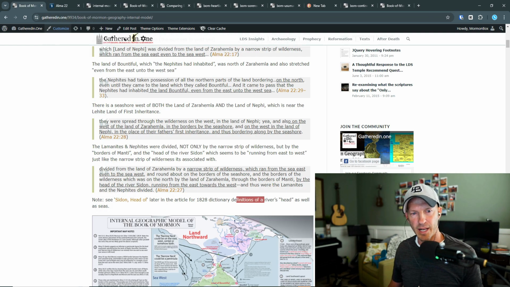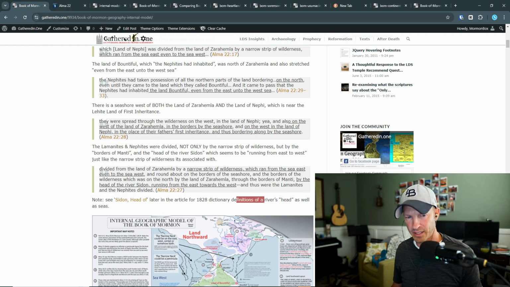Okay, so let's just go back one more time, and let me make this point one more time. That Manti is by the head, right? The source, the spring, the beginning of the River Sidon. That the river runs from the east toward the west, right? Almost certainly this is talking about the River Sidon and not the land of Zarahemla. It could maybe be talking about the borders of Manti, but it sure seems like it's clarifying the head of the River Sidon, run from the east to the west, and thus were the Lamanites and Nephites divided.